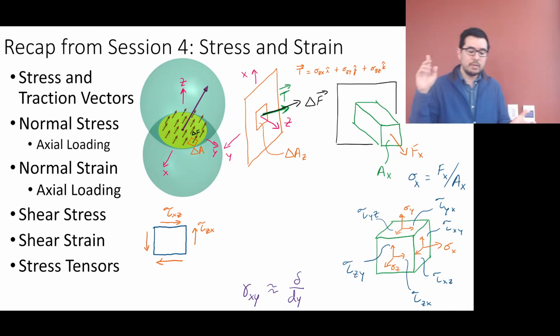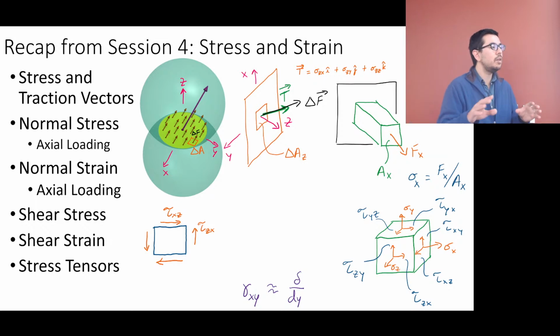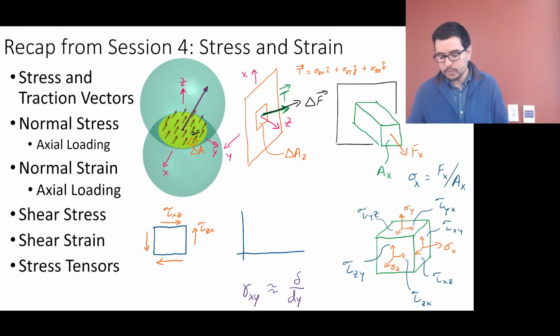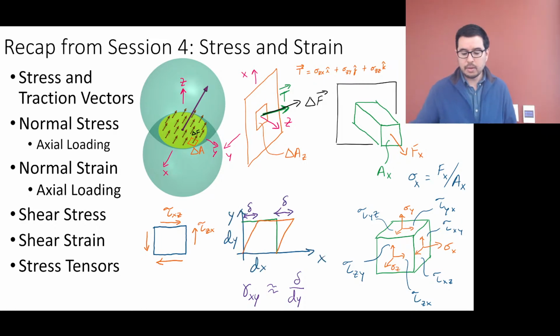Then we talked about strain associated with axial loading. We talked about shear stress in a little bit more detail and shear strain. And we will get back to talking a lot more about shear stress and shear strain in a little bit. But first, we're focusing mostly on normal stress at this point and normal strain in bars. Okay. So, oh yeah, and that was the shear one.